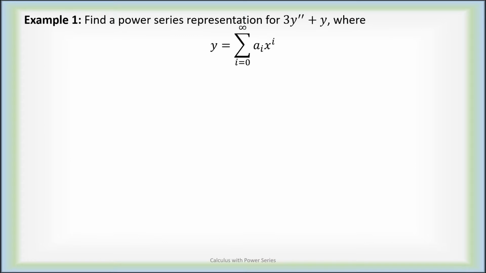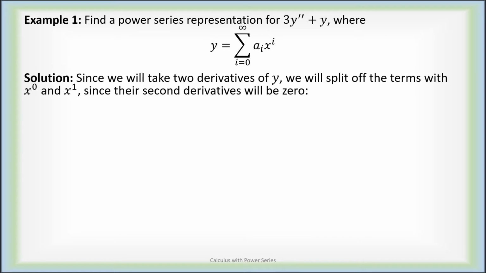So for our first example, let's find a power series representing 3y double prime plus y, where y is this generic power series here, the sum of a_i times x to the i. Since we're going to take two derivatives of y, we're going to split off the terms of x to the 0 and x to the first, because their second derivatives will just be 0. So the original power series, I'm going to split off the terms corresponding to index 0, a_0 x to the 0, and index 1, a_1 x to the 1, and here's all the rest.